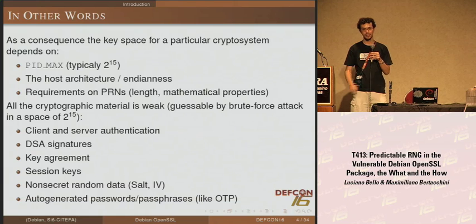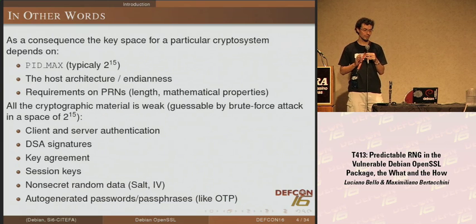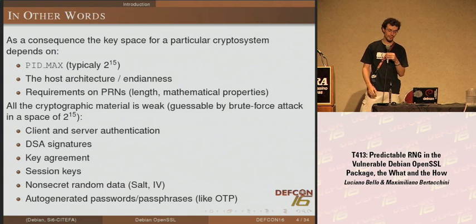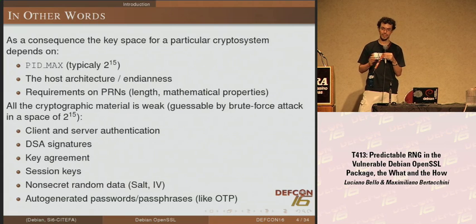How did it affect the random number generation? Well, in fact, the entropy got reduced to just 15 bits. So any random number generated had to be inside this very little key space of just 15 bits. Other features that limit the key space are the platform, that is the architecture and the endianness, little endian or big endian, 32 or 64 bits, and the length of the keys, for example, 1024 or 2048.